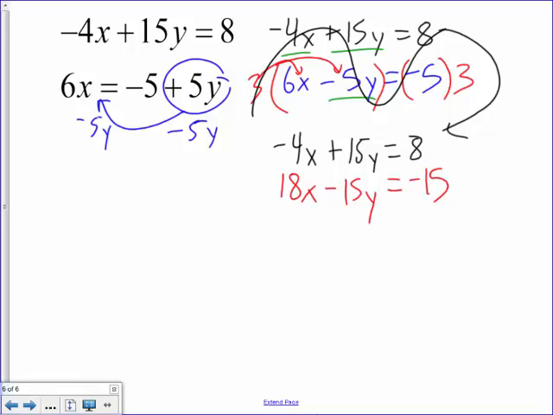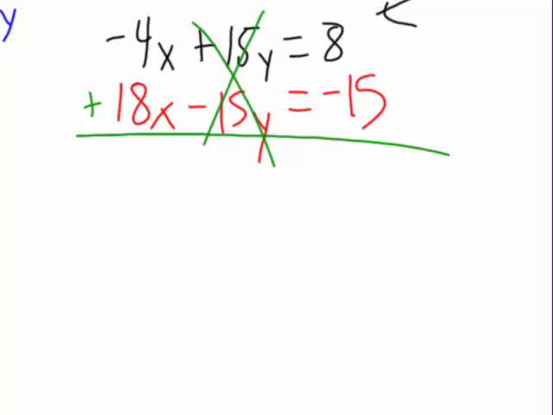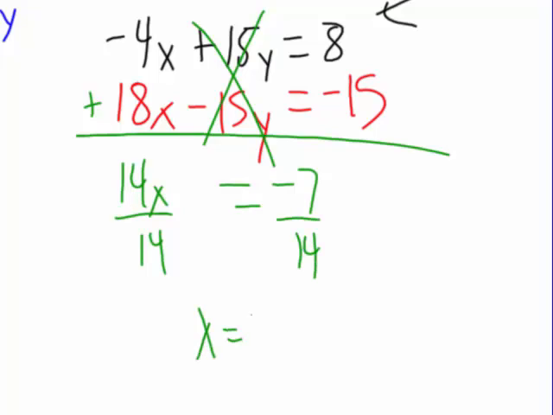Now I have opposites, right? I got a 15y and a negative 15y, so I can add these two equations together. So they eliminate each other. And then we just add. Negative 4 plus 18 is 14x equals, well, 8 and negative 15 gives me negative 7, and divide by 14. So x equals negative 1/2. Okay, so far so good. So that's part of my solution. Negative 1/2 for x. How do I find the y?